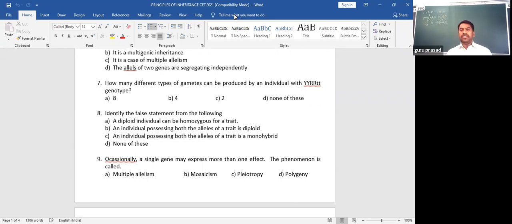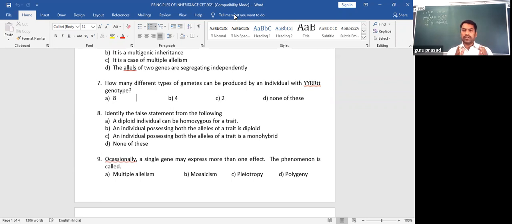Now, how many different types of gametes can be produced by an individual with capital Y, capital Y, capital R, capital R, capital T genotype? One of the important expected types of question, a tricky question we can call, giving some genotype of the parent and asking the number of gametes produced. A very simple hint to solve this kind of question: the possibility of getting more than one type of gamete happens when the parent shows heterozygous condition. Hope you are clear with this point.